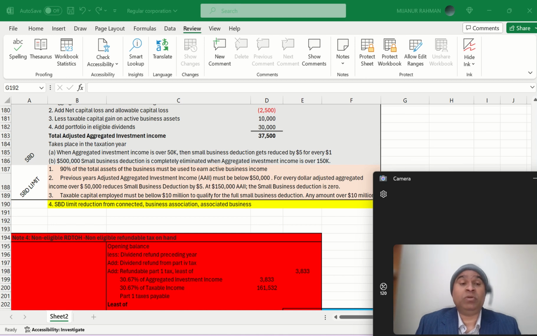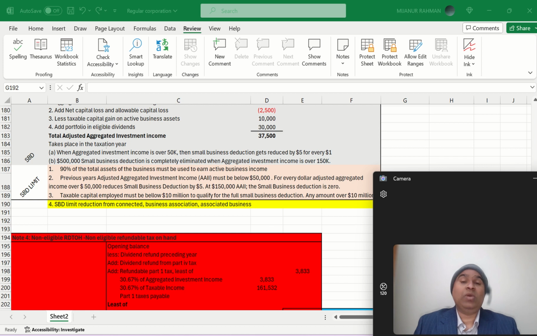Let's say, for example, you thought that the company has $300,000 sitting in the corporation. You thought you were going to use that money in the business operation. Then you decided to invest it. And the moment you invested, it could trigger any of these scenarios: A, you didn't use 90% of the total assets of the corporation to earn business revenue; B, your adjusted aggregated investment income is over $50,000; C, the taxable capital employed is more than 10 million.